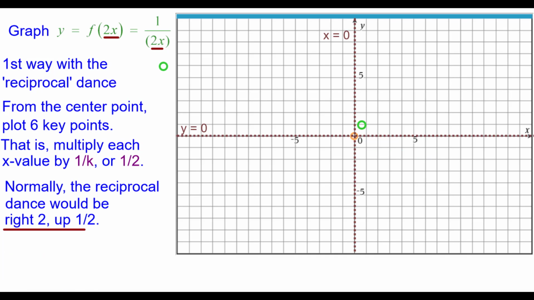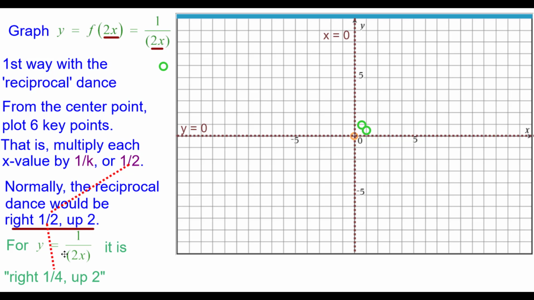Right 2 up 1/2 would be the next point in the reciprocal dance, but for ours it's going to be right 1 up 1/2. 1/2 times 2 is 1. Y coordinate remains unchanged. Next, right 1/2 up 2, but for ours it's going to be right 1/4. 1/2 times 1/2 is 1/4 up the 2. Go ahead and press pause and see if you can get the points on the left side of the origin. Resume when you're ready.